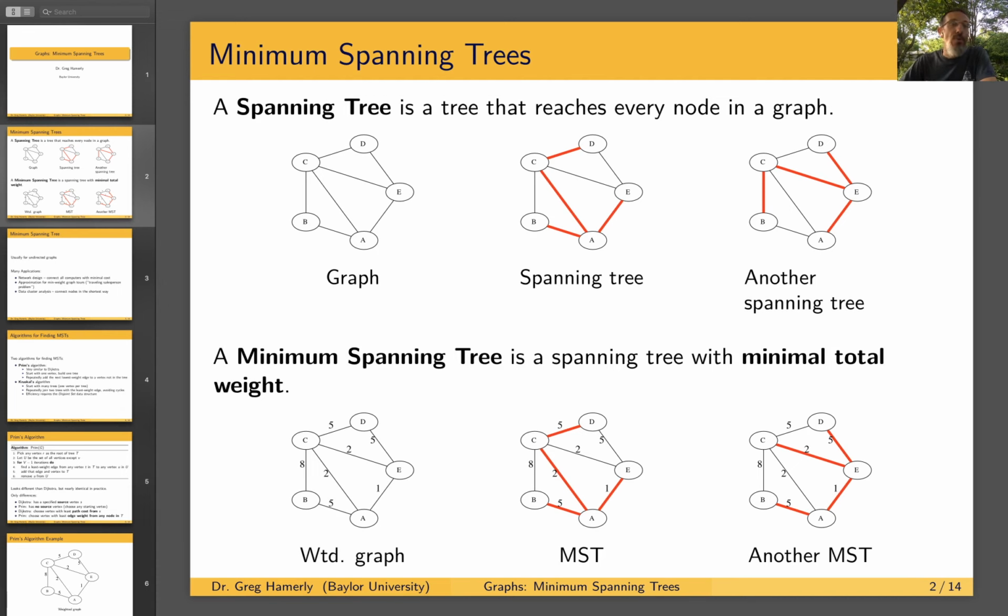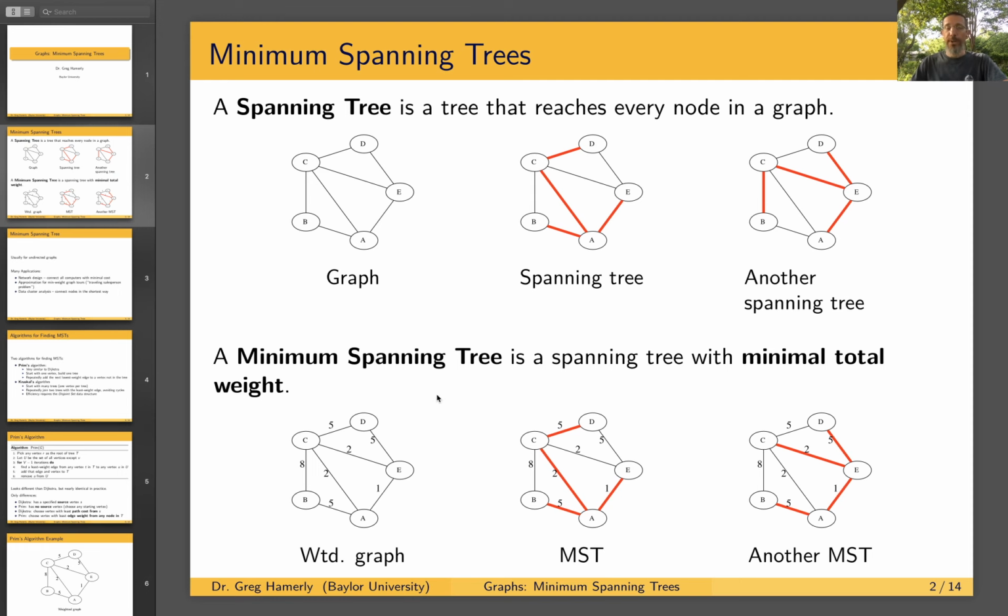A spanning tree is a tree in a graph that reaches every node in that graph. Okay, so if this is a graph, a spanning tree for that graph might look like this, or it might look like this. The point I'm trying to make here is that it's a tree, and therefore there are no cycles. It reaches every node, and therefore if there are v nodes, then there are, by necessity, v minus 1 edges. And furthermore, they're not necessarily unique, right? These are two spanning trees, but there could possibly be many more.